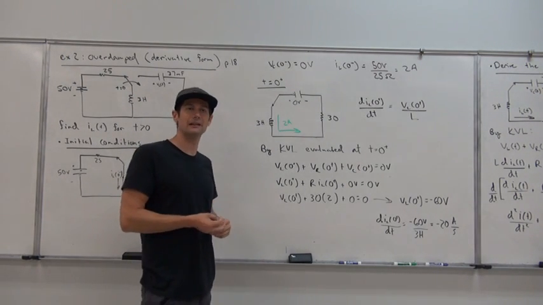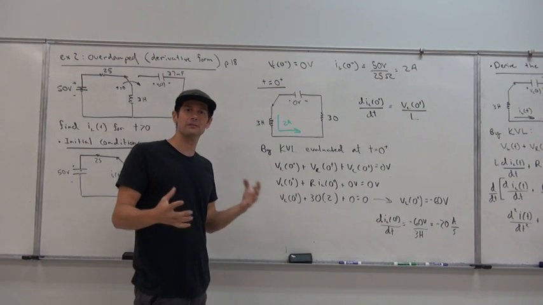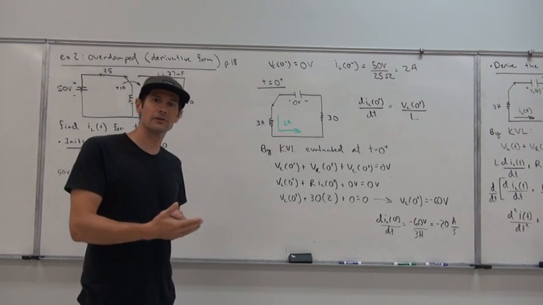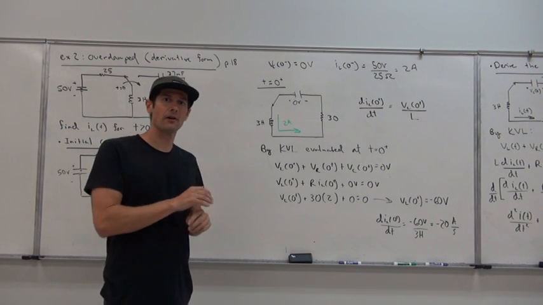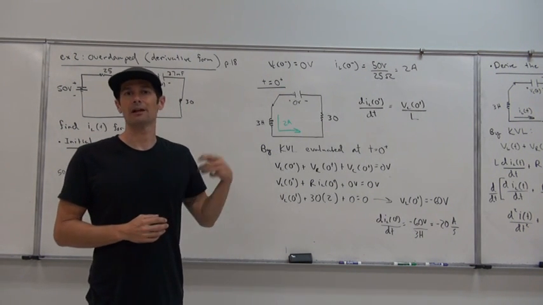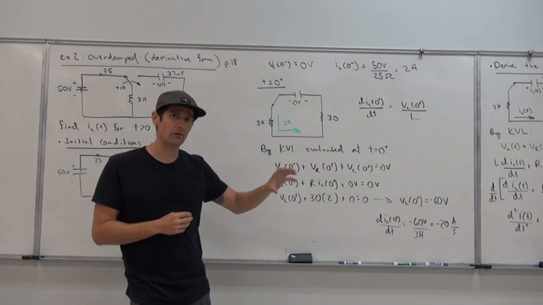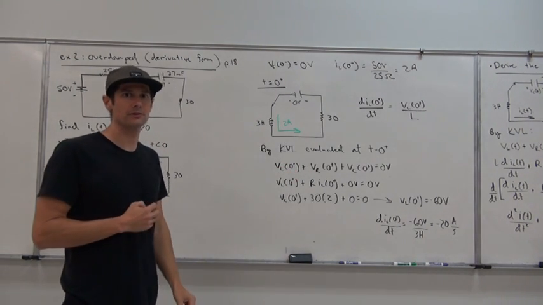So basically taking the KVL equation, expanding it by the current-voltage characteristics, in which, because of series element relationships, all the currents will be the same. But then we're going to put that equation into its second order differential equation form.